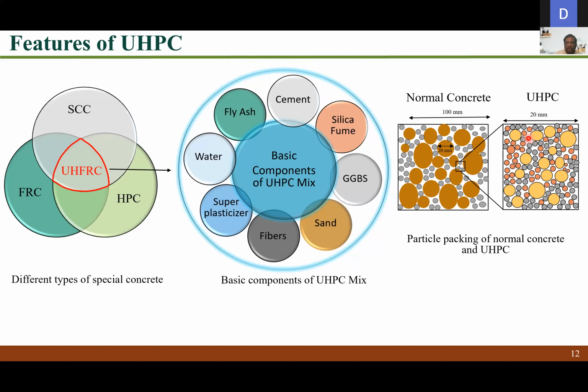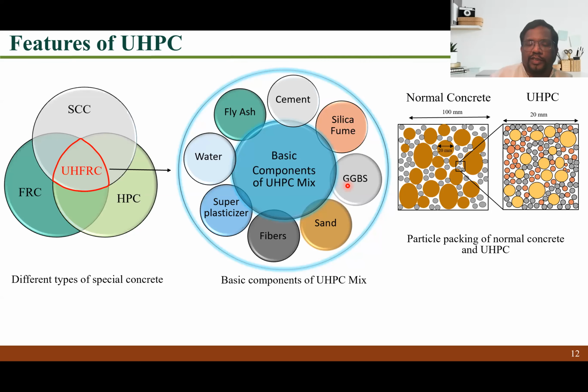So the whole objective is that we use particles ranging from 0.01 micron to almost 4,000 to 5,000 micron. What we really do is pack them really well, and we achieve a very dense concrete that gives very good mechanical strength as well as ductility and durability. So that is the idea. The particle packing is the essence of developing ultra high performance concrete.